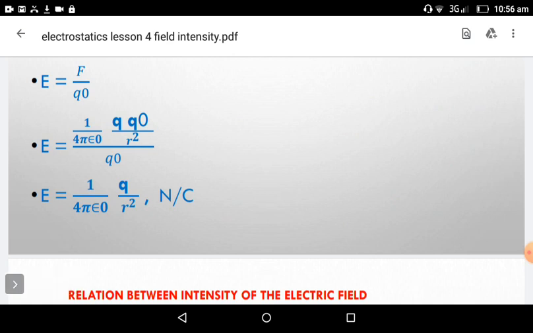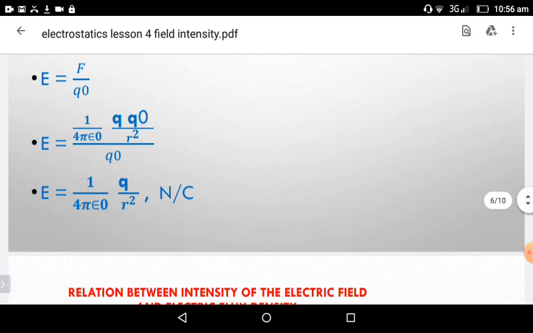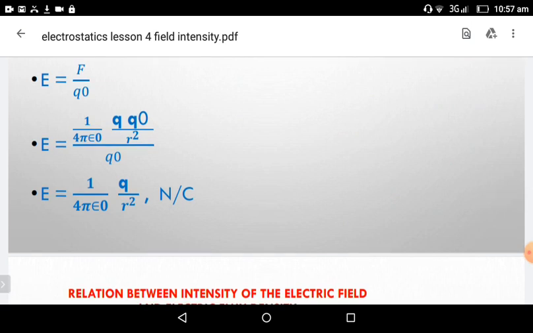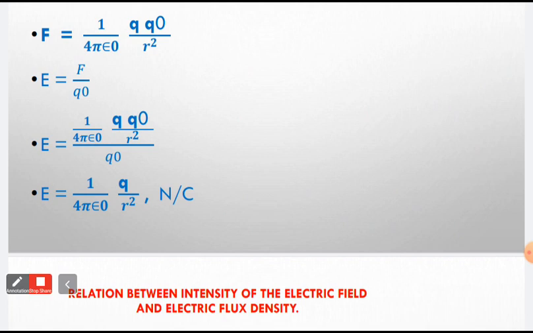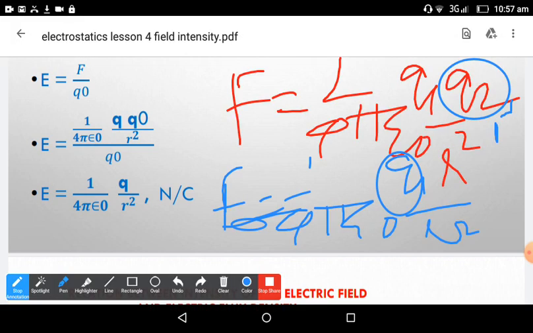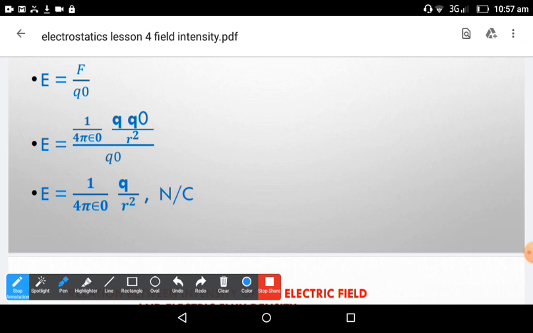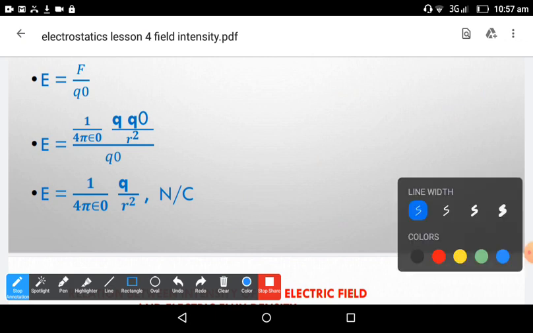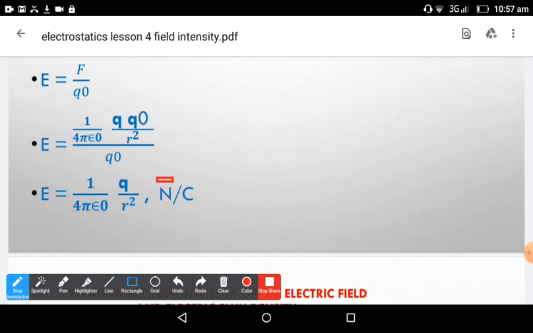And about the units, Newton per Coulomb. So Newton per Coulomb is the unit here. Newton is the SI unit of force and Coulomb is the SI unit of charge. So this is F and this is Coulomb. Newton divided by Coulomb, Newton per Coulomb, is the SI unit of intensity of electric field here.